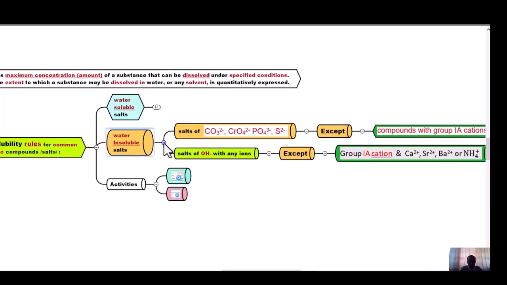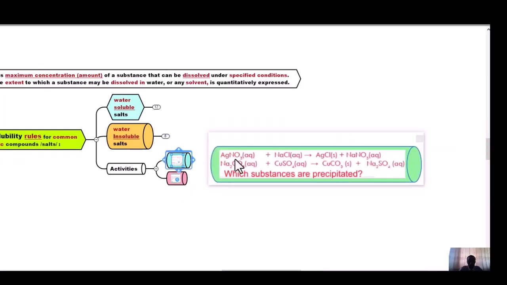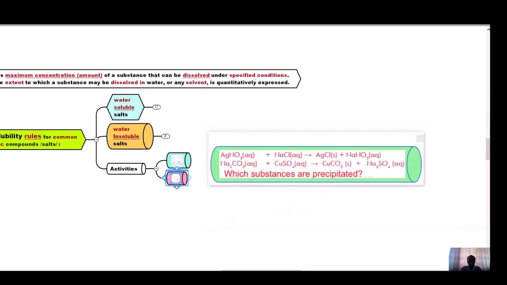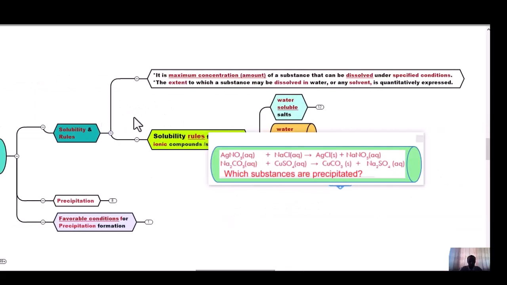Let me give you an activity. Activity 1. From this chemical reaction, which substances are precipitated? How can you identify that one? Second, predict the solubility of the compound formed when the solution of potassium iodide and lead nitrate are mixed, and do this chemical reaction and identify or predict the results. Write balanced net ionic equations for this chemical reaction. This is the rule for solubility. And another thing is precipitation.